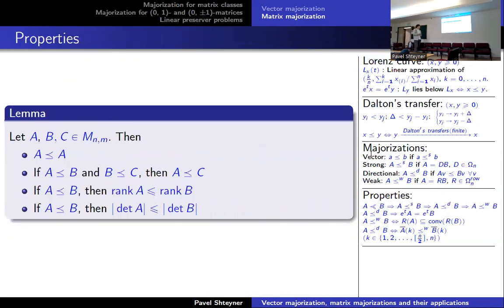So, some general properties of matrix majorization before we proceed to the results. These relations, called chain, strong, directional, and weak, are reflexive and transitive, but they're not antisymmetric, because they allow combinations of rows. If A is majorized by B, then the rank of A doesn't exceed the rank of B. This is again true for all majorizations. And it is a known fact that the determinant of a row stochastic matrix doesn't exceed one.